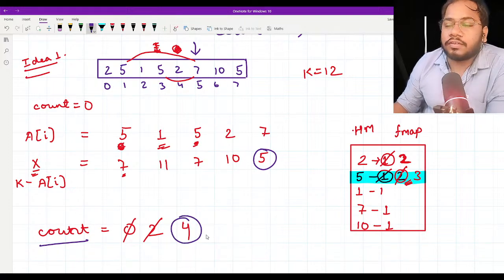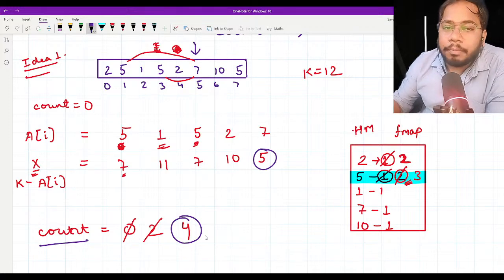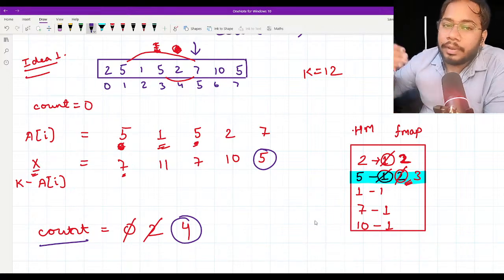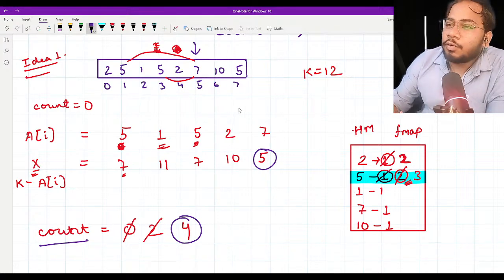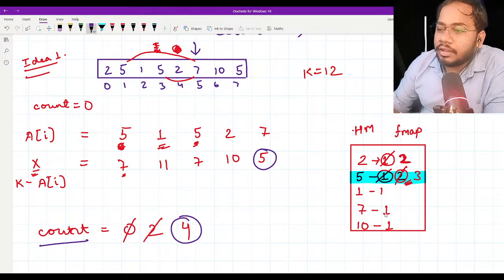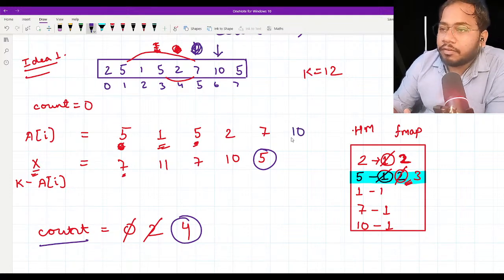Okay, understood. Now we will increment it. Before incrementing, you have to put that value in the hash map as well, because for the coming elements it may happen that you get a pair again. So we put that 7 in with frequency 1. Please pay attention. Now it is 10.